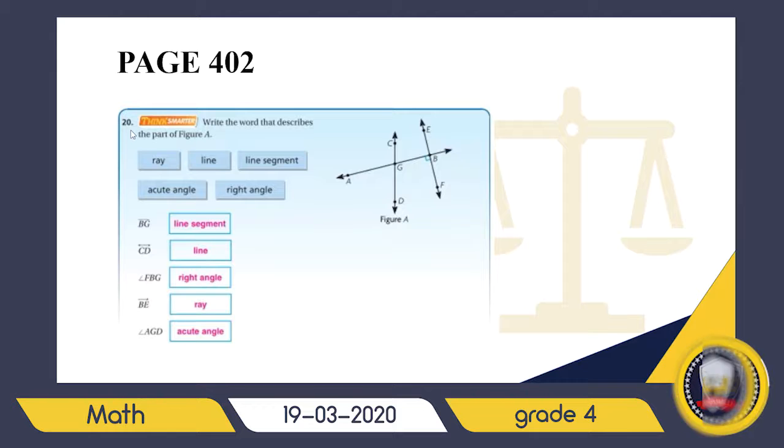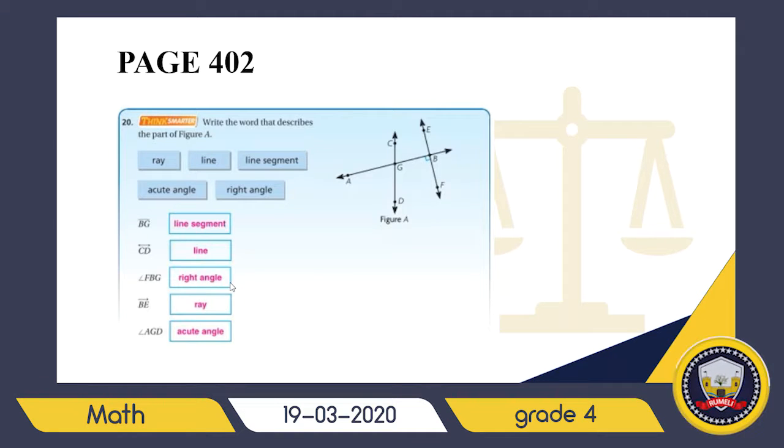Okay, check question 20. It says write the word that describes the part of figure A. It says BG, BG. So there are two endpoints. So BG is a line segment because there are two endpoints. This is the part of a line. What about CD? CD is a line because it goes until forever from both sides. There are no endpoints. What about right angle? Check it. Angle FBG. So if you see this square, it represents a right angle. Angle FBG will represent a right angle.